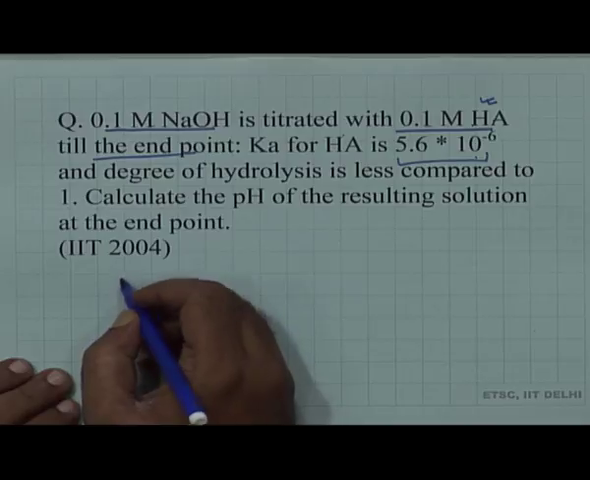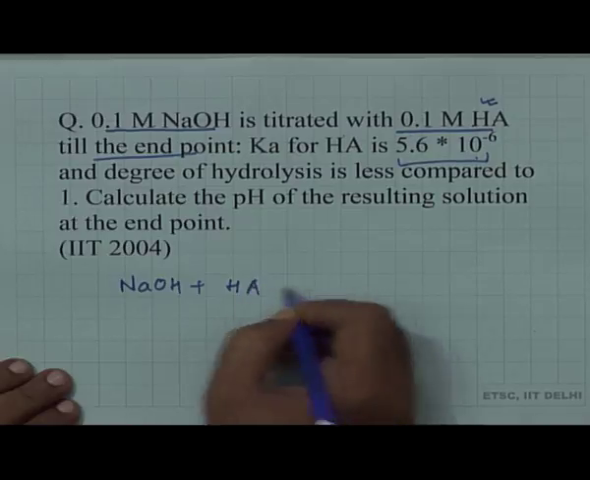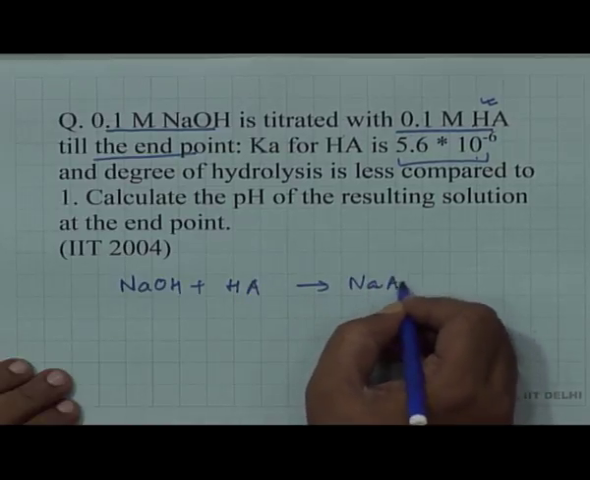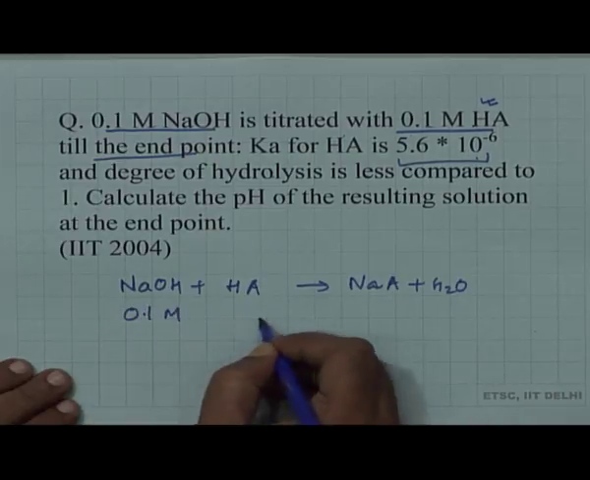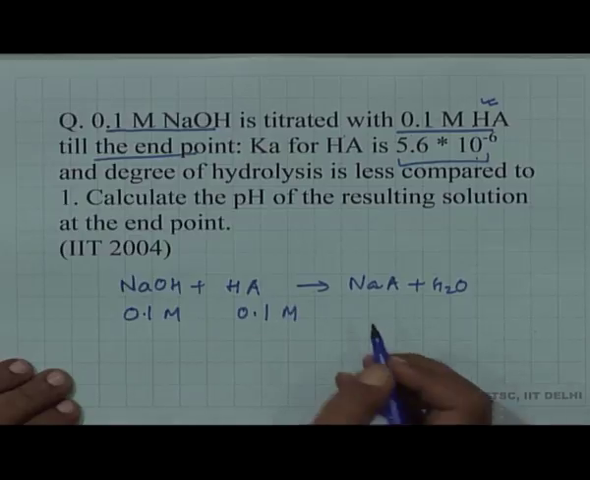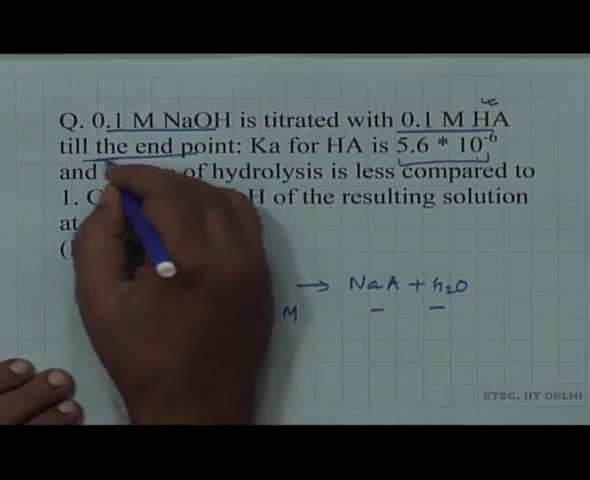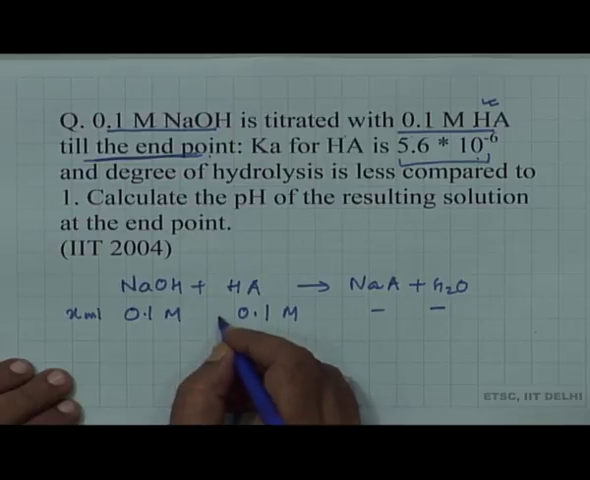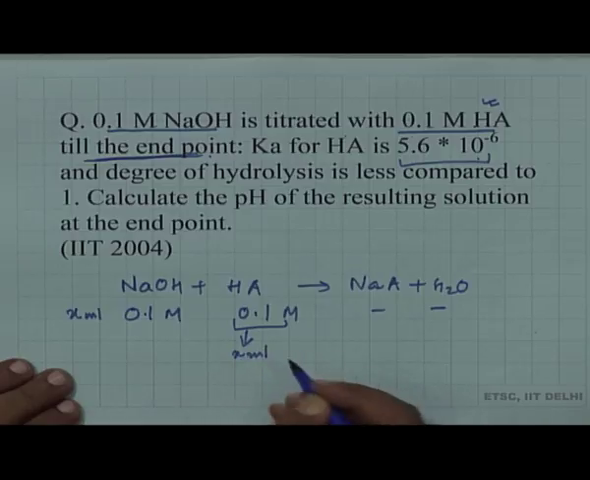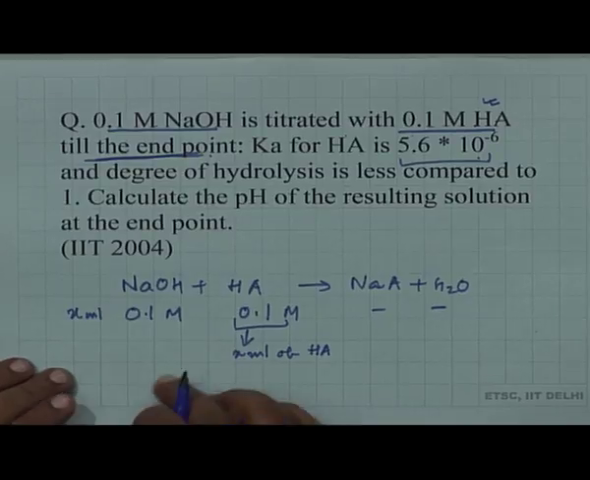So, you have NaOH plus HA giving you NaA plus H2O, and we are adding 0.1 molar, 0.1 molar, and this we know is till the end point. What does that mean? If I start with x ml of this, I have to add x ml of HA.